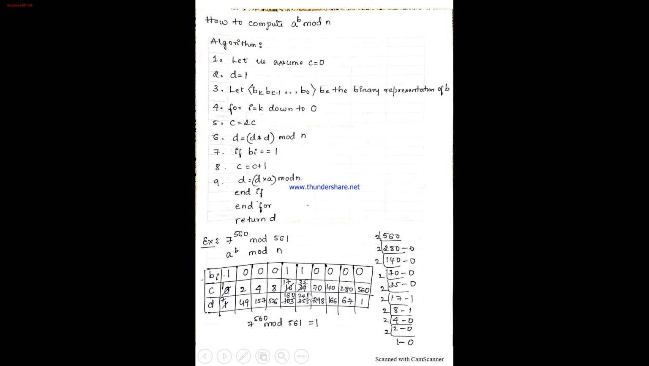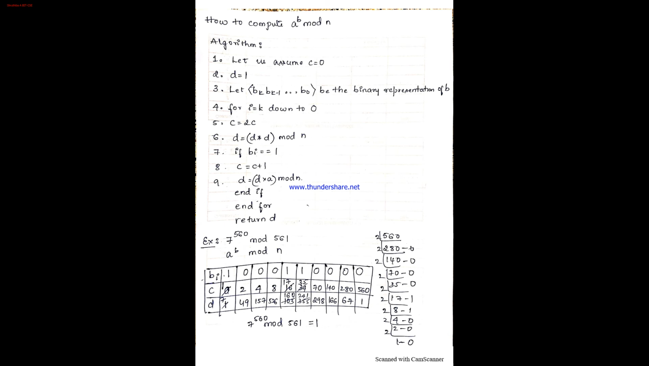That should be done, guys. Please remember, 160 into 160 mod 561. Next, you will get the answer as 355. So this 355 into 7 mod 561, you will get the answer as 241.